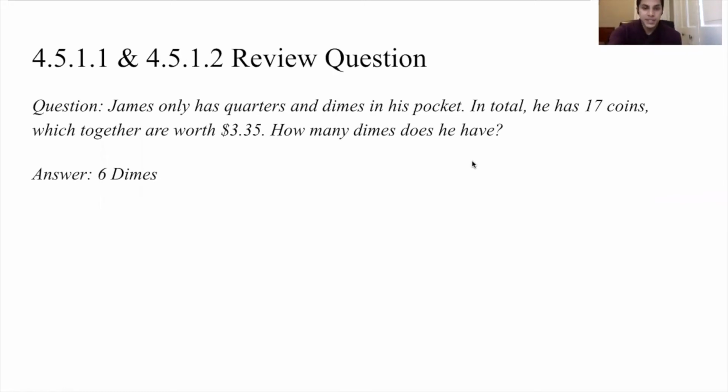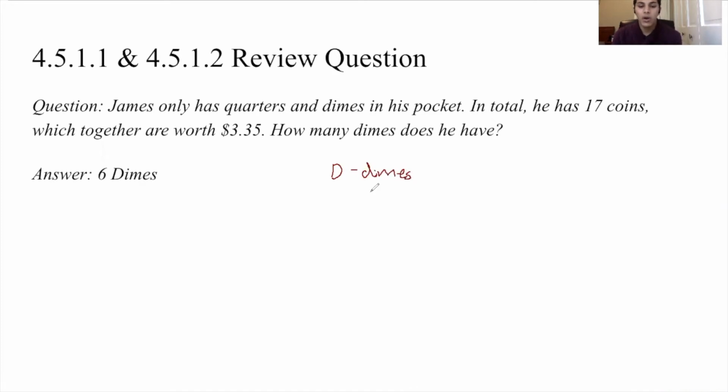Now, in any systems of equations problems where we have a word problem like this, our first step is always just to set up that system of equations. And the first step in that is to create the variables we need to create those equations in the first place. So it's asking us how many dimes he has. So naturally, we should create a variable, which I'm going to call d, which will represent how many dimes James has in his pocket. So d is dimes.